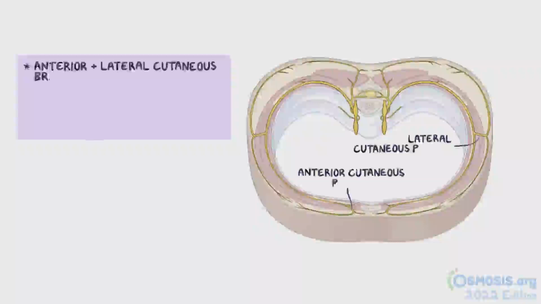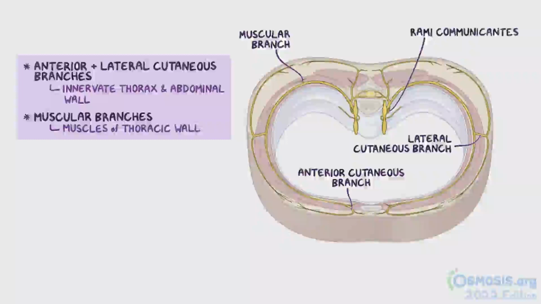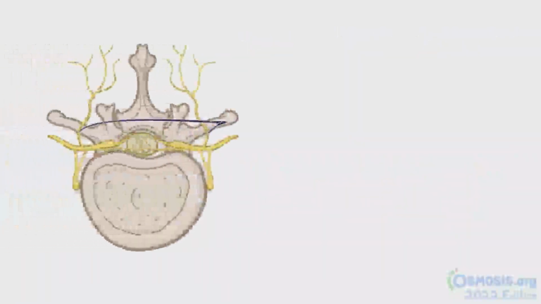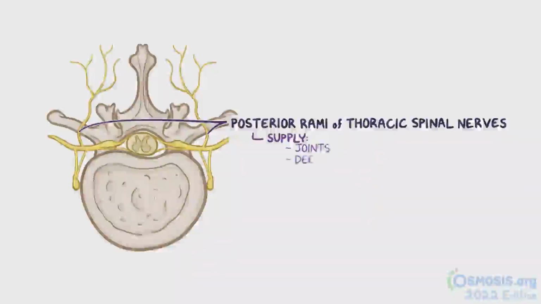The intercostal nerves give anterior and lateral cutaneous branches to innervate the thorax and abdominal wall, muscular branches to supply the muscles of the thoracic wall, and they give rami communicantes or communicating branches that connect the intercostal nerves to a sympathetic trunk on the same side. The posterior rami of thoracic spinal nerves pass posteriorly, lateral to the articular processes of the vertebrae in order to supply the joints, deep back muscles, and skin of the posterior thoracic region.